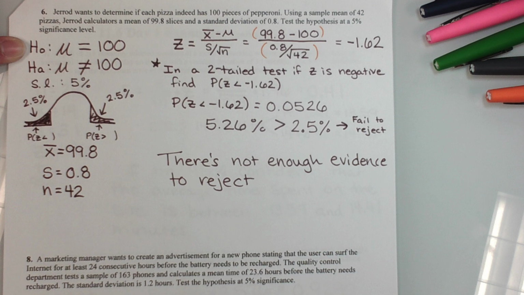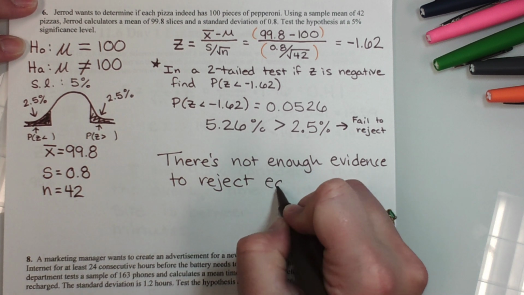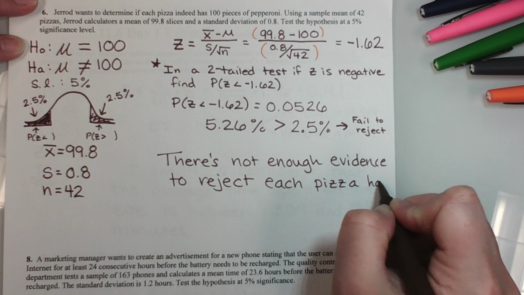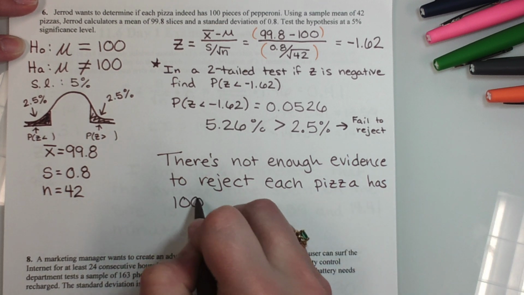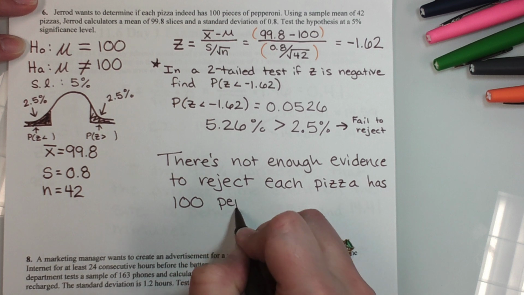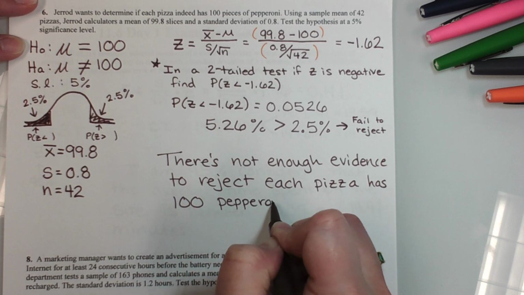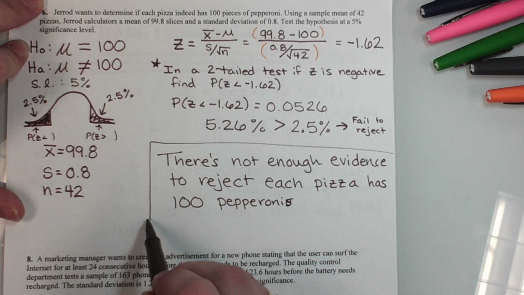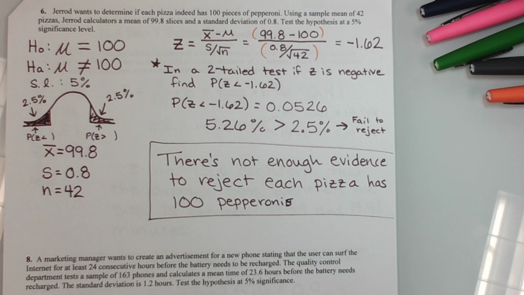Each pizza has 100. I'm getting lazy and just writing pepperonis. Technically, it should be pieces of pepperoni.